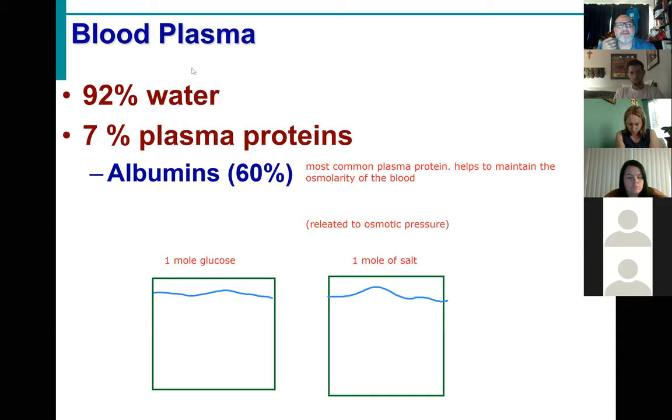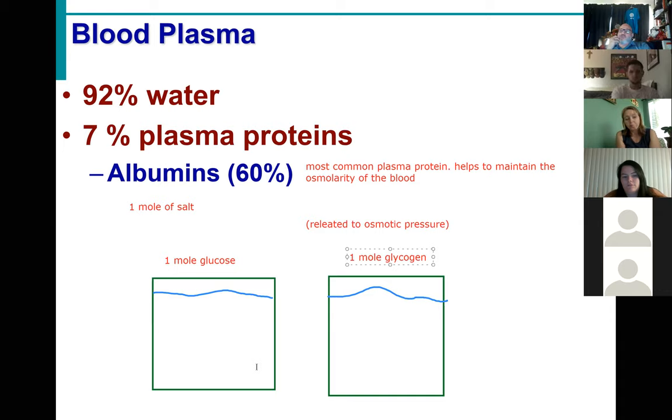Let's say I put 1 mole of glucose in this one, and I put 1 mole of glycogen into this one. Same osmolarity or different osmolarities? Here, size is a big difference. So do they have the same osmolarity or different osmolarity?